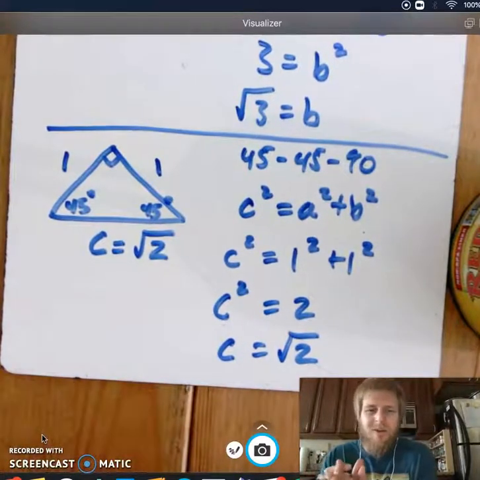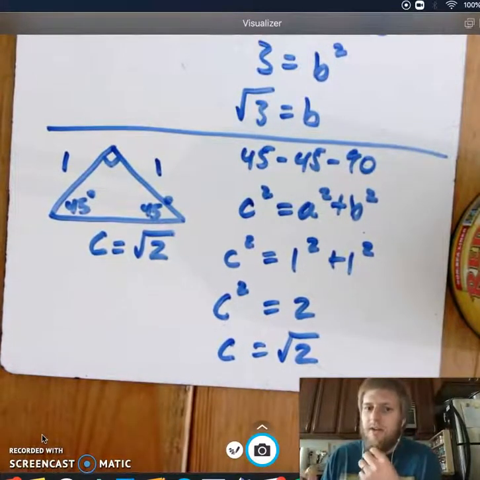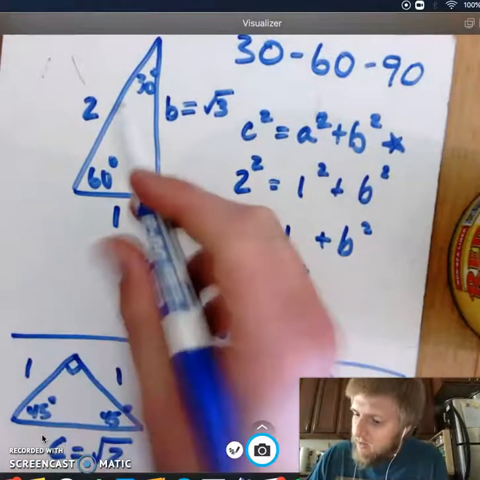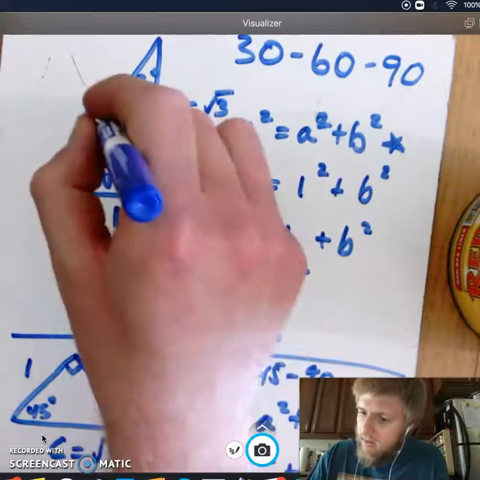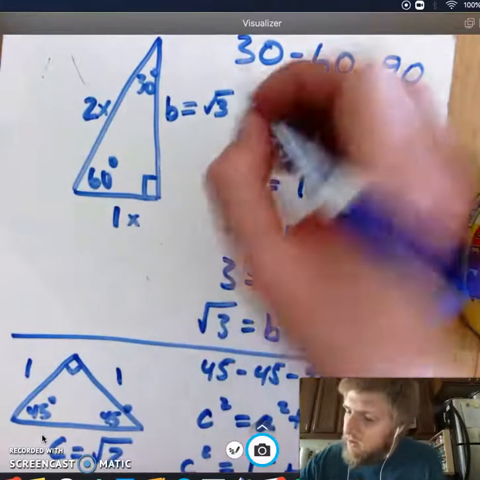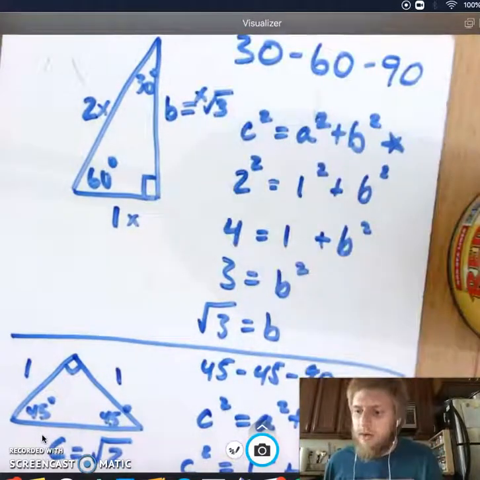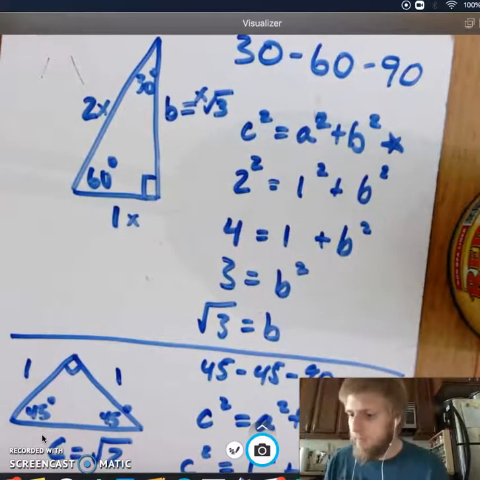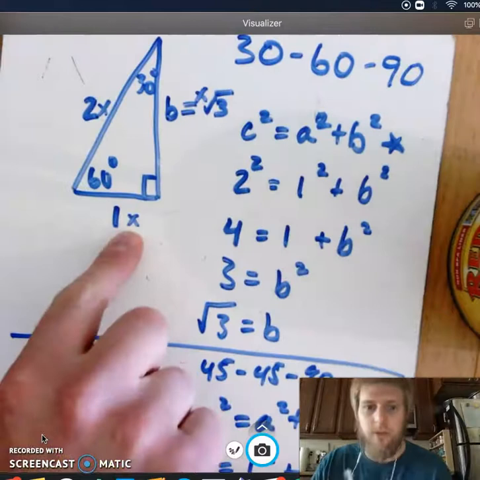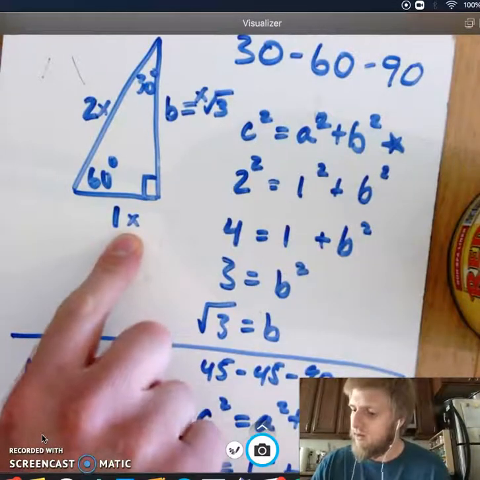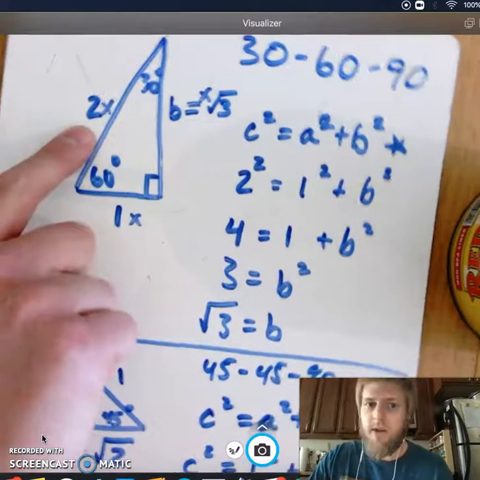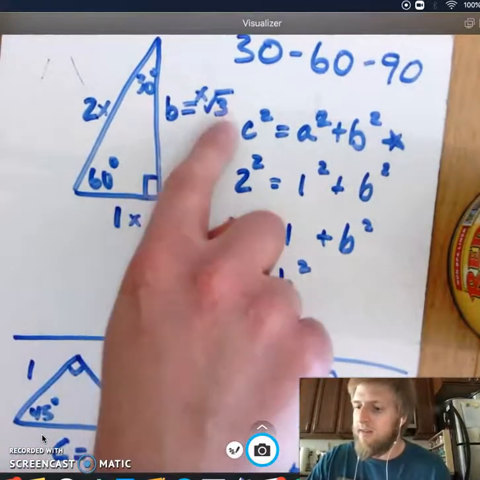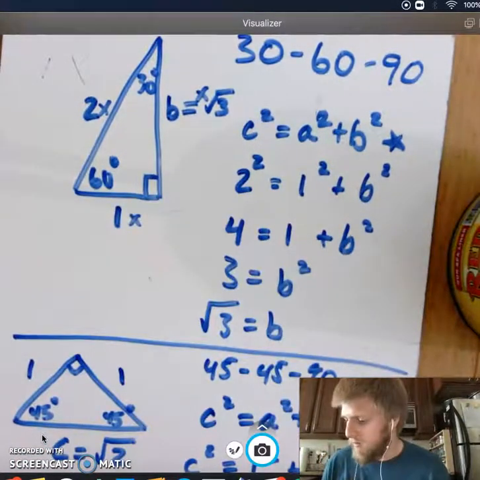Now you might be wondering, well, in her video she said it was x. For example, if this is x, then this is just 2x, and this is x times root 3. That's true. All we'd be doing there is scaling this up. So for example, if this side length wasn't 1, but let's say it was 5, then this side length would be 2 times 5, or 10. And this side length would be 5 times root 3. We would just leave that as 5 times root 3.